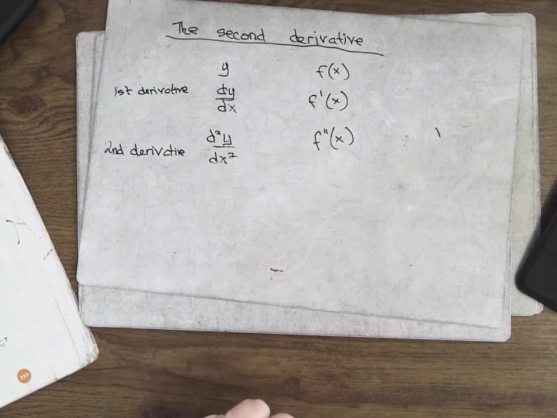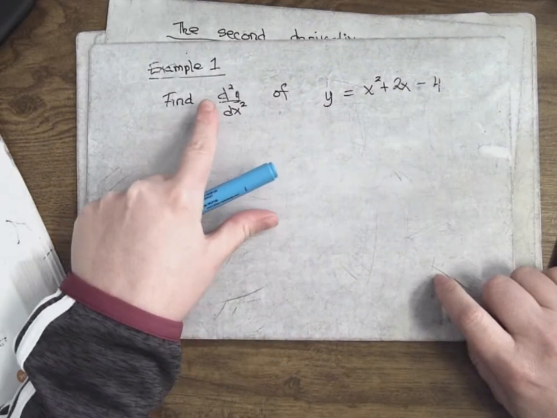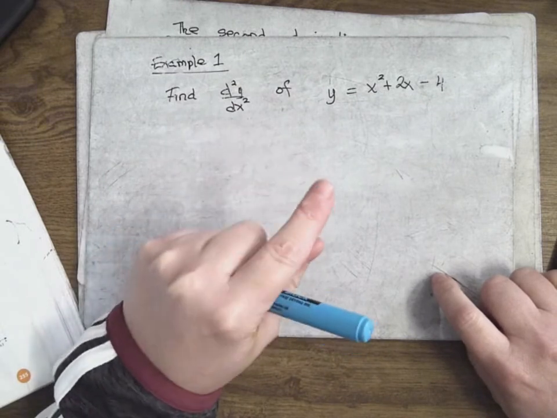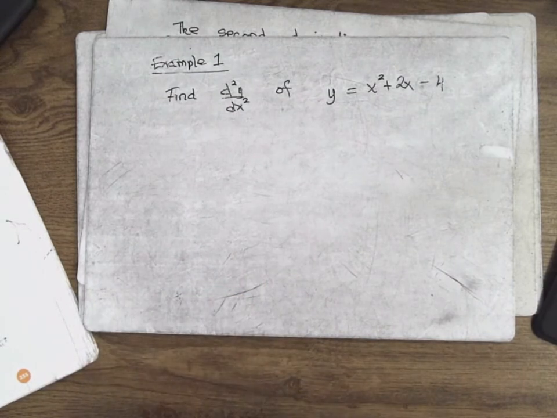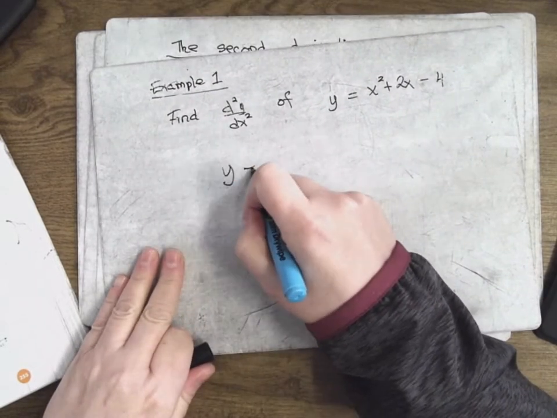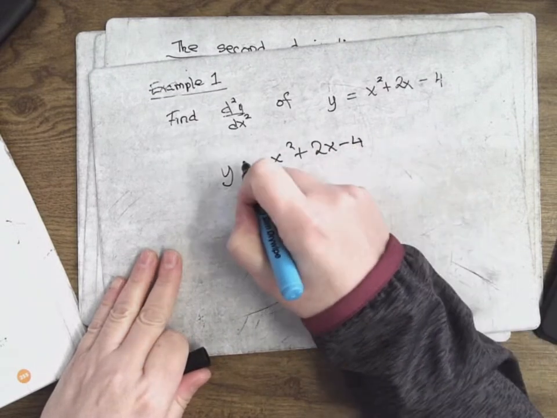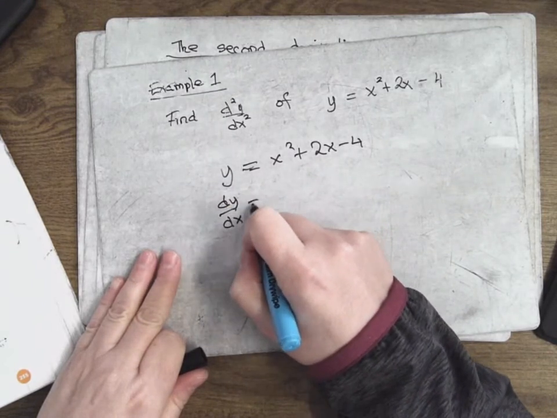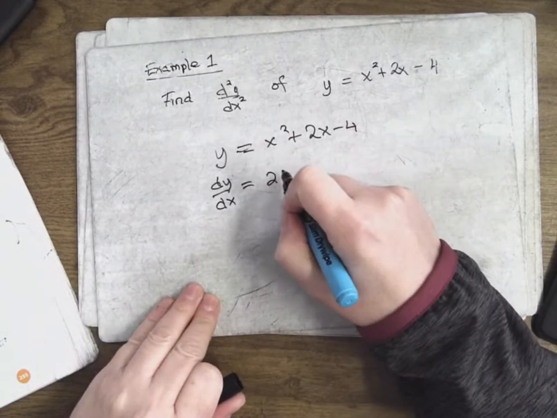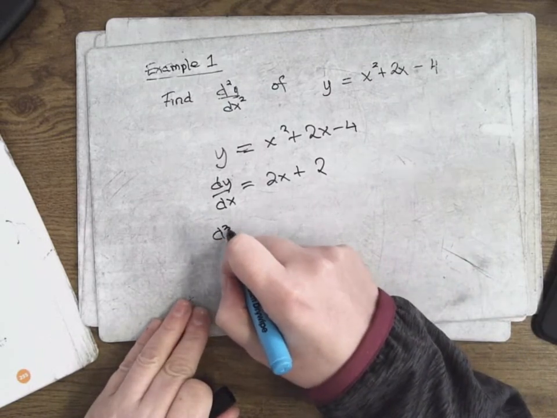Okay, so I'm going to go to an example. Example 1. So here's y, and it says find d2y dx2. So all they want you to do is differentiate and then differentiate again. Y is equal to x squared plus 2x minus 4. If I differentiate, I'll call it dy dx. What will I get? 2x plus 2. Right? And what you do is you differentiate again, and you call it d2y dx2.